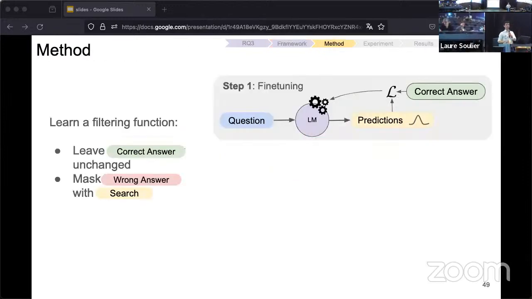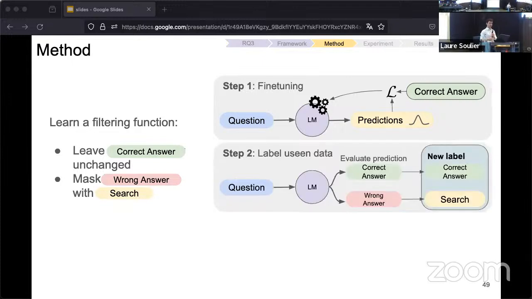So for the method, basically we learn a filtering function where we want to leave a correct answer unchanged, and we only want to mask wrong answers with a search token. The first step is to teach the language model to perform question answering. So given the dataset, we fine-tune the language model to answer questions.